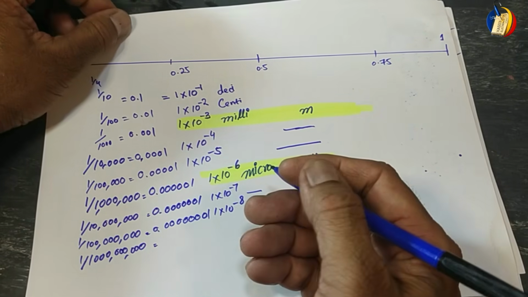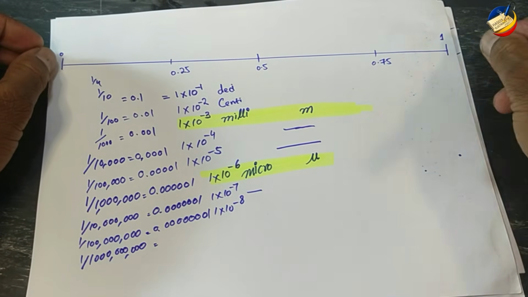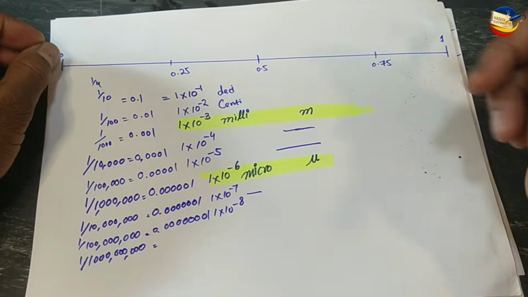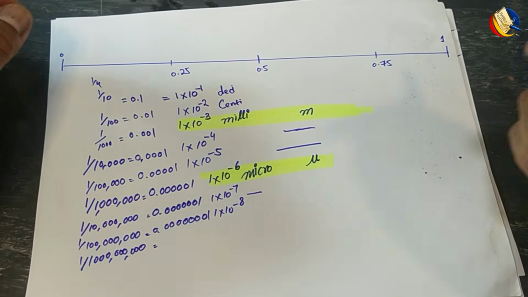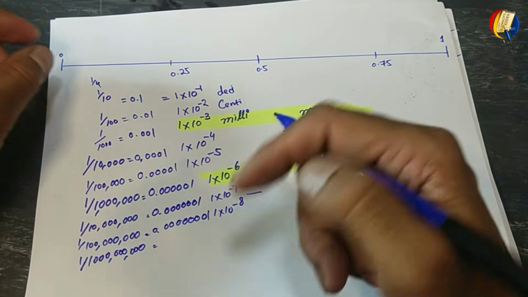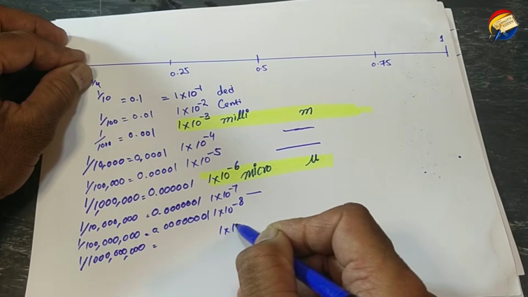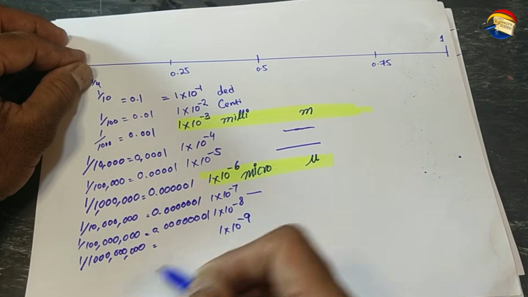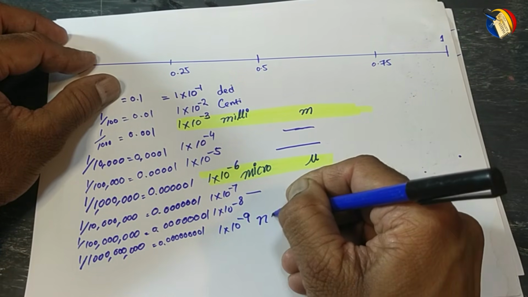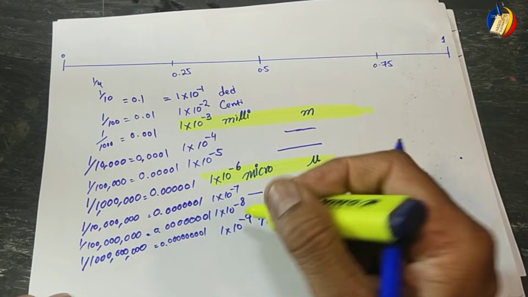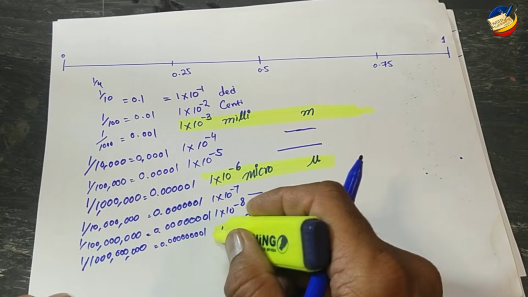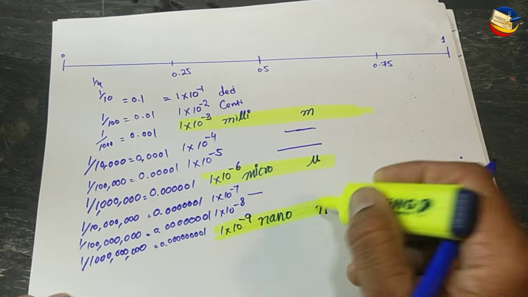1 over 1 billion. If we divide from 0 to 1 into 1 billion pieces, one piece out of 1 billion will be called 10 raised to the power minus 9. It is nano. It is common in scientific notation and engineering notation.